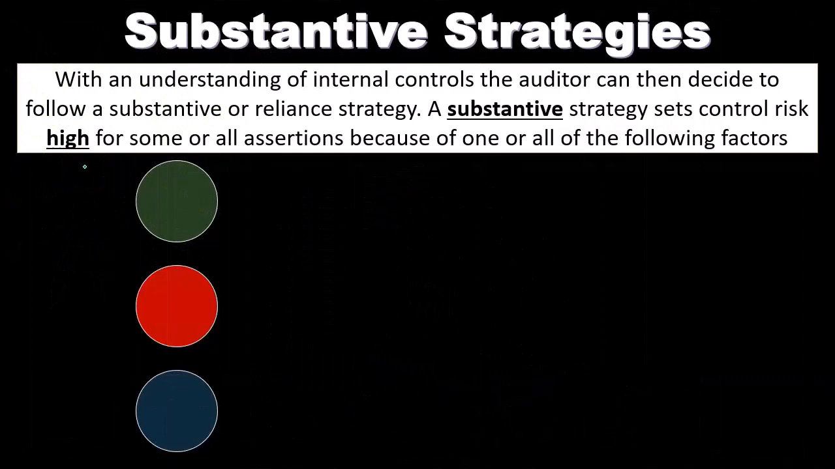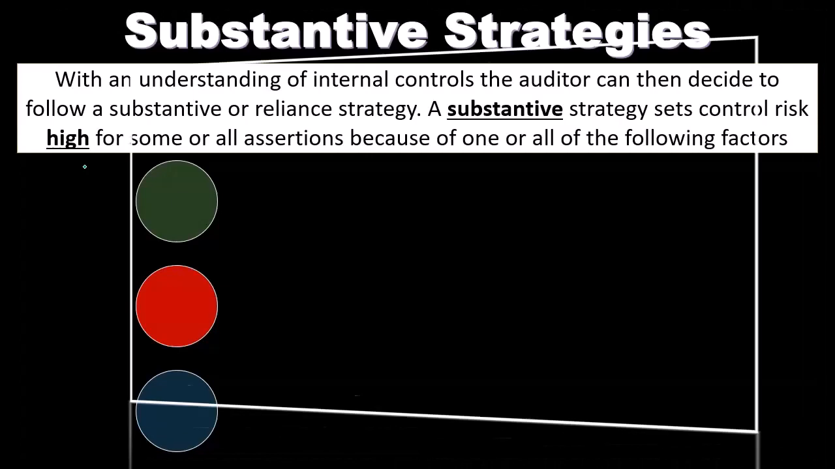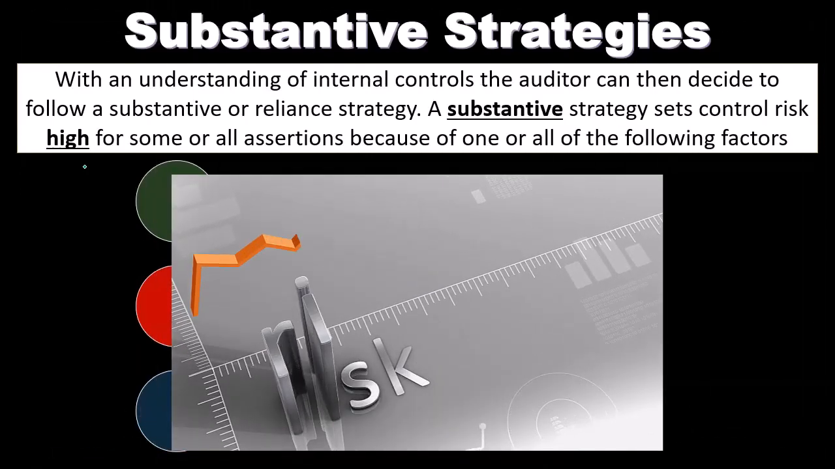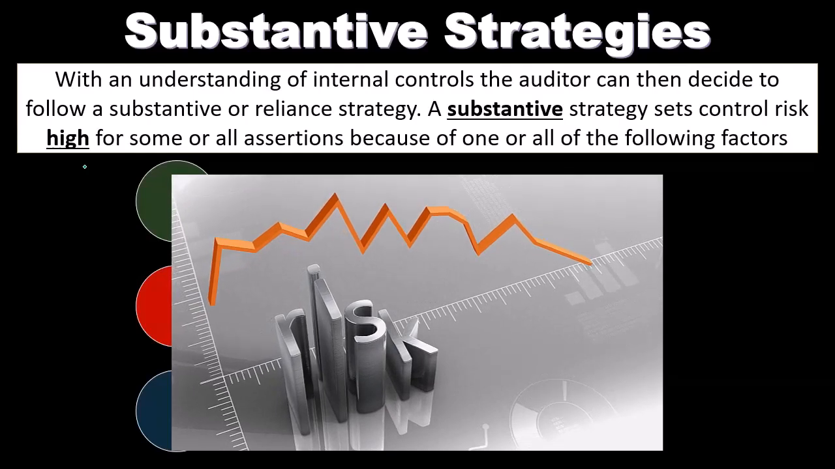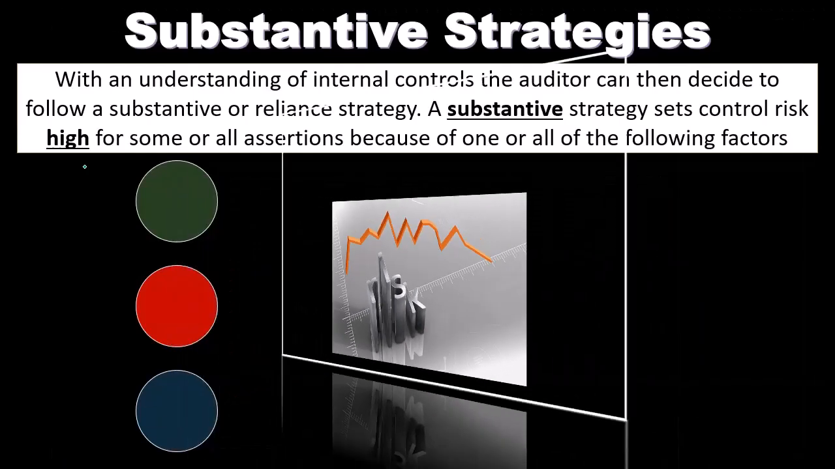What does that mean? So you recall that the control risk is going to be one of our risk factors. If we say the control risk is high, then that means that there's a high risk that the internal controls that were set up by management will not catch a material misstatement.